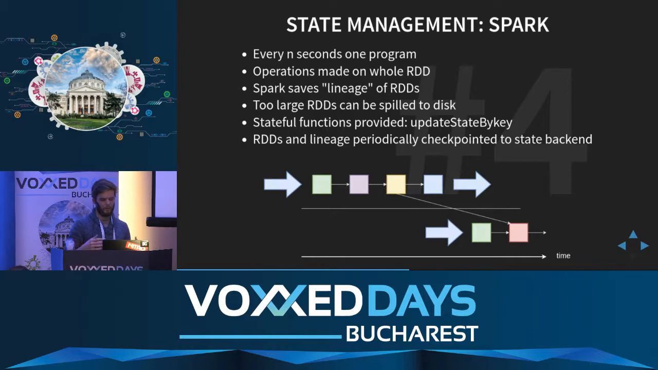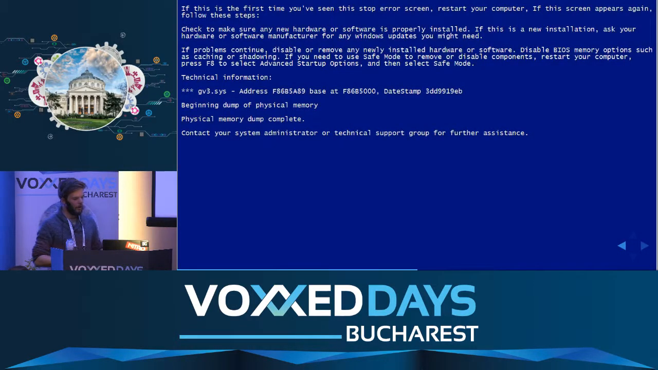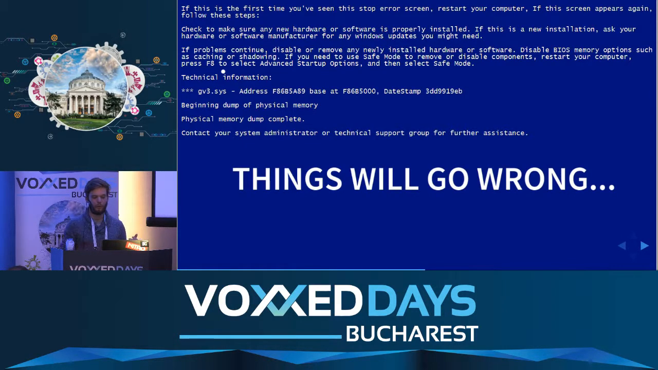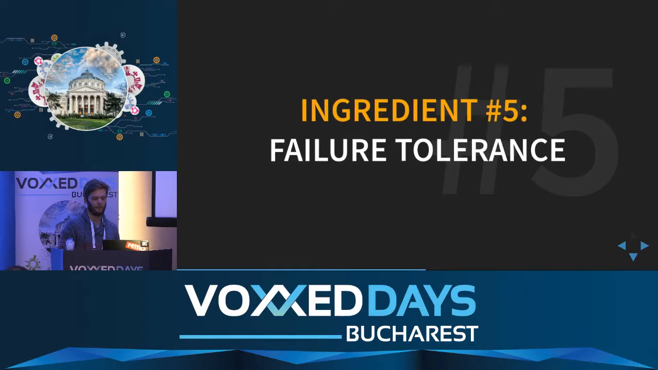Exactly. So this is what state means. What happens if you run an application 24/7, 365 days a year? Things will go wrong, and there will be very interesting failures that you can have. I don't want to get into more details, but surprising things can happen if you do many, many things all the time. So you really have to care about failure tolerance.